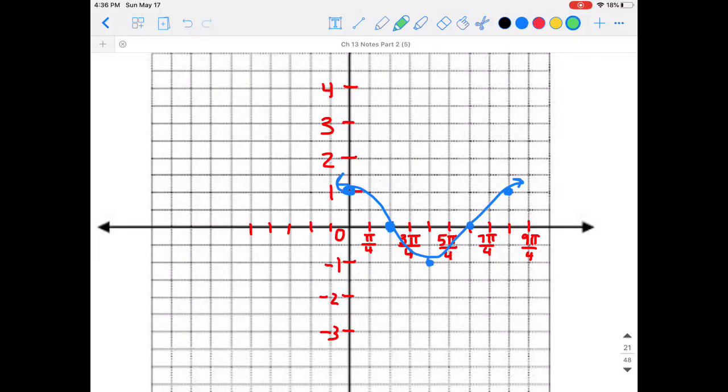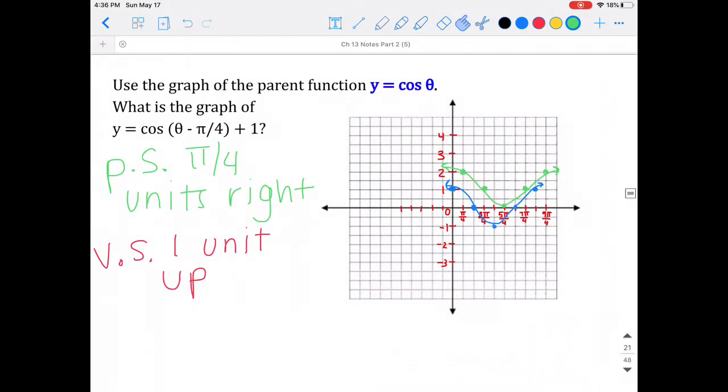So we go from (0, 1) to (pi over 4, 2). 1 unit to the right and 1 unit up to (3 pi over 4, 1). 1 unit to the right and 1 unit up, so (5 pi over 4, 0). 1 unit right, so 7 pi over 4. 1 unit up is 1. And finally, 9 pi over 4 to 2. So after those two translations, here is what the graph, one cycle of our new function looks like. So one cycle of y equals cosine theta minus pi over 4 plus 1 is in green.